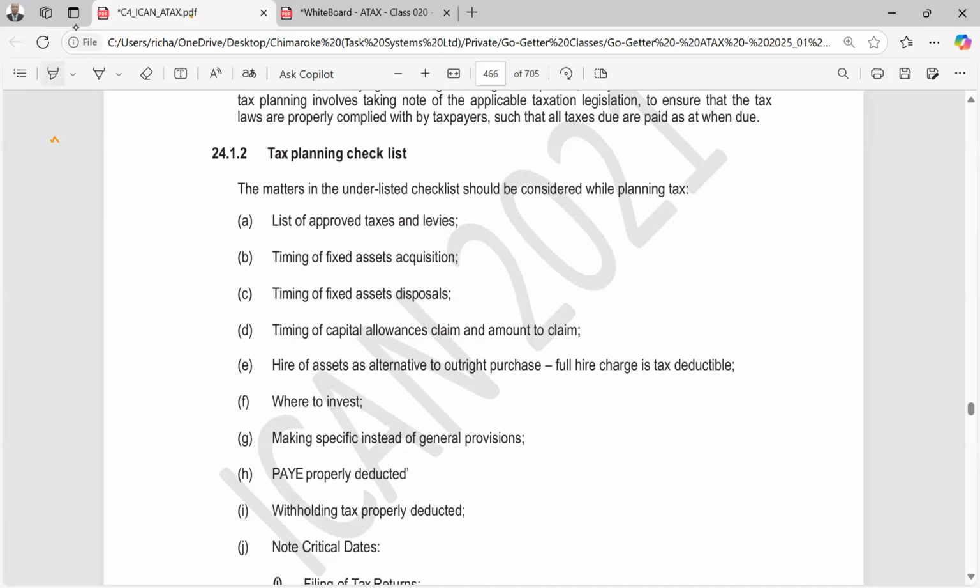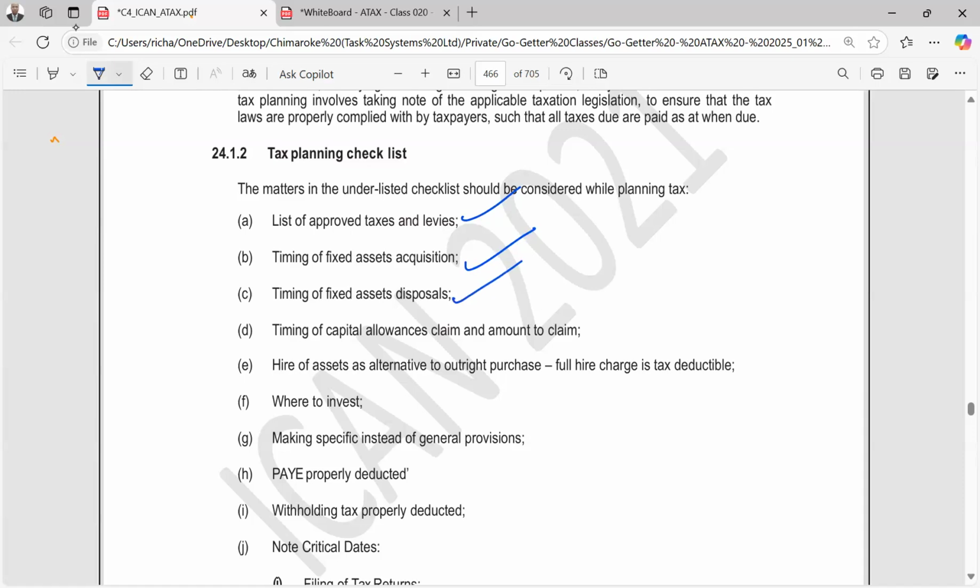Then there is the timing of fixed asset acquisition, the timing of the disposal, and the timing of capital allowances to be claimed. Now, we can also hire an asset as opposed to outrightly purchasing it. Now, let's see about that.